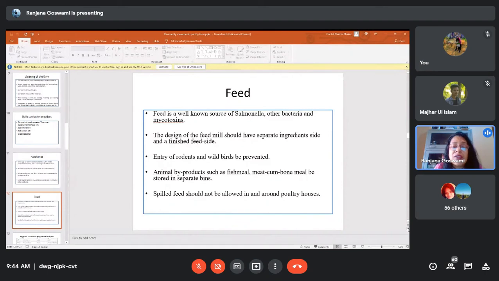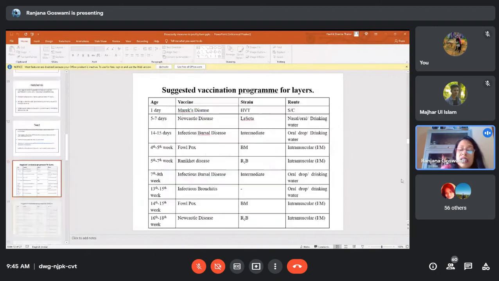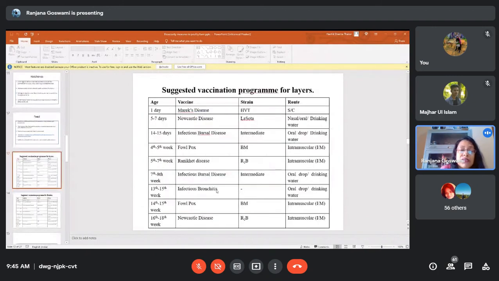The design of the feed mill should have a separate ingredient side and finished feed side. Entry of rodents into the feed mill should be avoided, and animal byproducts such as fish meal and meat cum bone meal should be stored in separate bins, and should be fresh. Spilled feed should not be allowed in and around the poultry house, as I already told you. So regarding feed, these are the things you have to take care of.